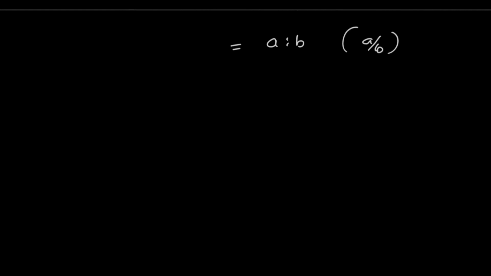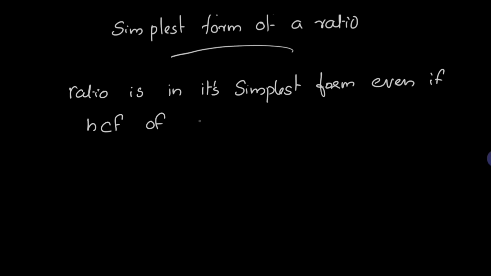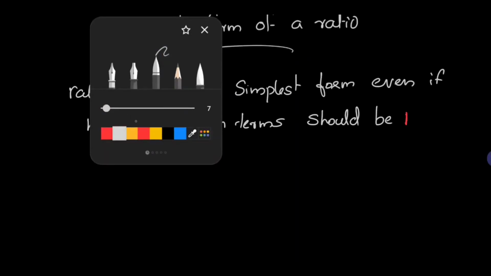That is the property. And there is one condition to be satisfied. That is, A, B and M are real numbers, and the HCF of both terms, that is antecedent and consequent, should be 1. That is the condition.